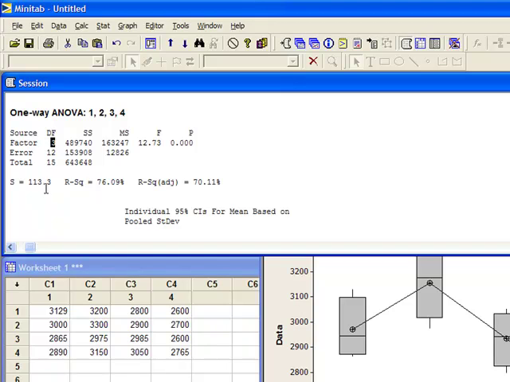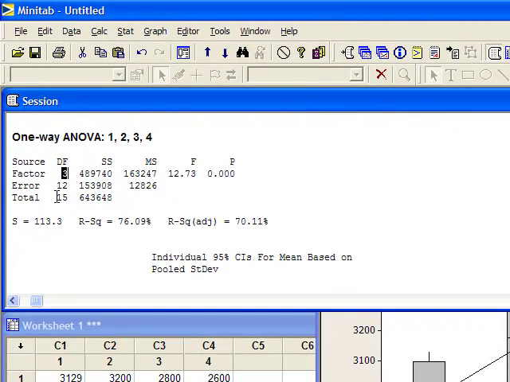Then we have the total degree of freedom, which is capital N minus 1. Capital N is the total number of experiments. So we have a total number of experiments 4 multiplied by 4, so 16, and 16 minus 1 is 15. So total degree of freedom is 15. Degree of freedom for error is N minus a, which is 16 minus 4, which is 12, right?